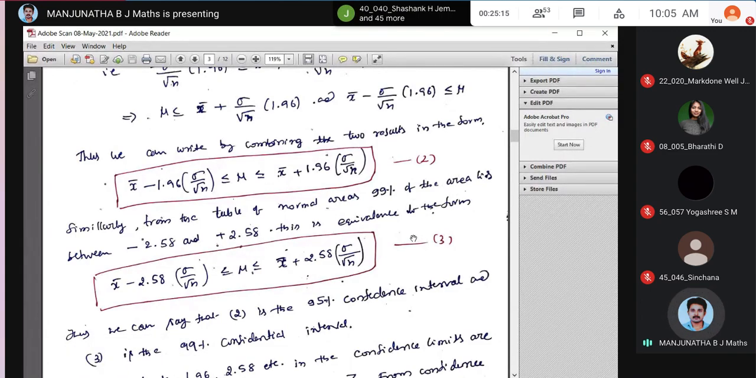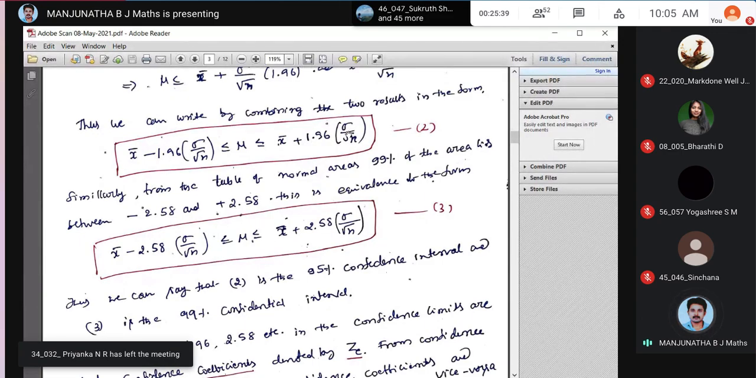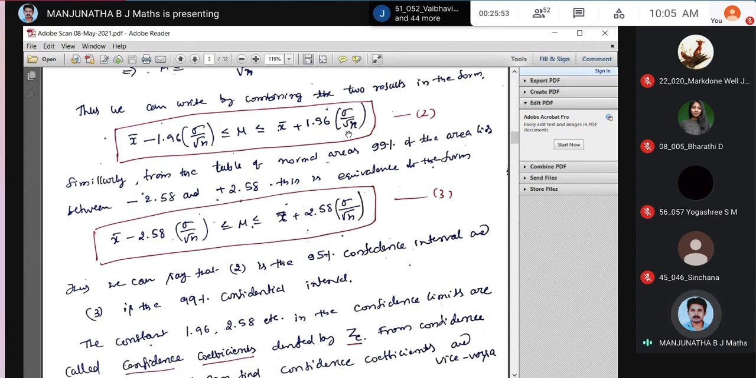In general, ZC varies with the confidence level: 95% is 1.96, 99% is 2.58, and 98% is 2.33, I think, that is the 98% confidence level. So generally we can write it as x bar minus ZC into sigma by root n, which is less than or equal to mu, which is less than or equal to x bar plus ZC into sigma by root n. So ZC means confidence coefficient. That may vary at 99%, 98%, 95%, which is 1.96. Sorry, 90% is 1.645, and 95% is correct.